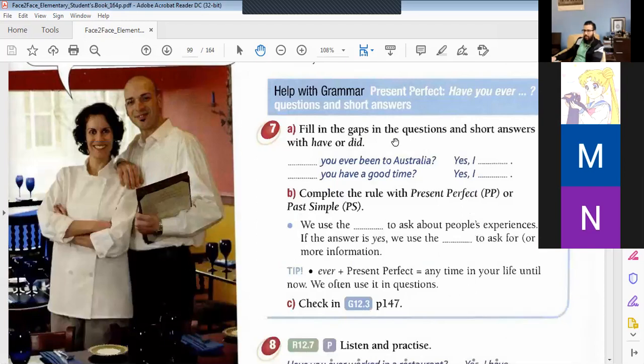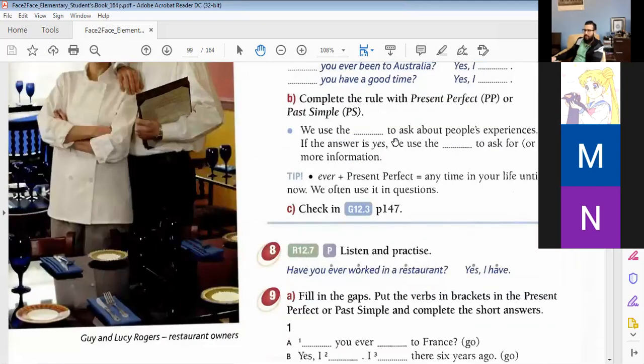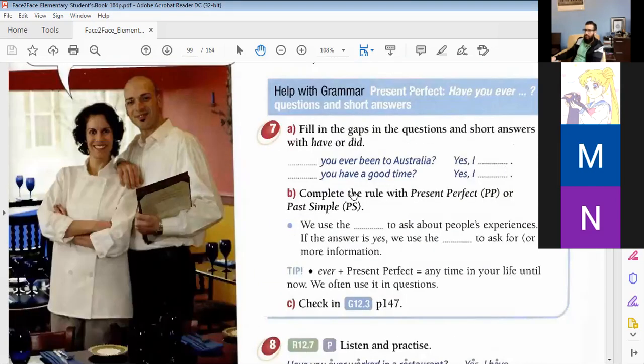and we're going to learn the difference between present perfect and past simple, but this time in questions. For example, let me show you this question. So here it says use, we have two options. We can use have or we can use did.